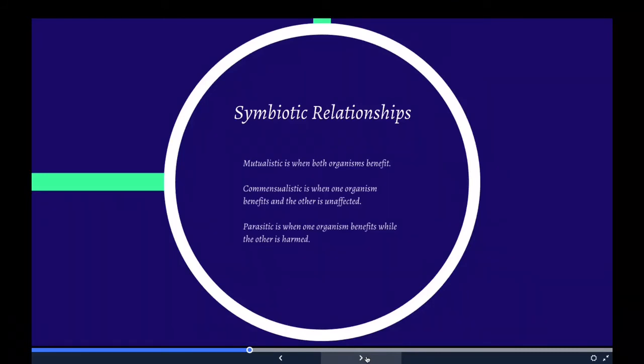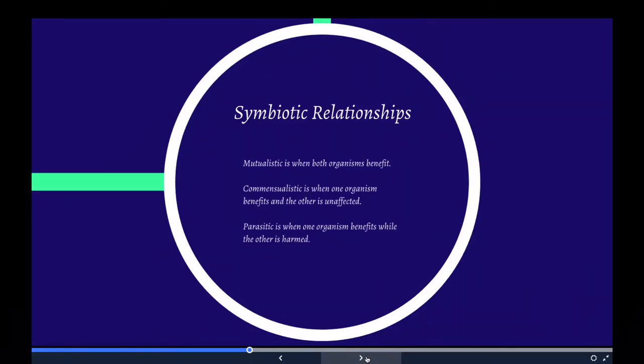The second type of symbiotic relationship is commensalistic, which is when one organism benefits and the other remains unaffected. The cattle egret forages into pastures and fields among livestock, such as cattle and horses, feeding on the insects stirred up by the movement of the grazing animals. The egrets benefit from the arrangement, but generally speaking, the livestock do not.